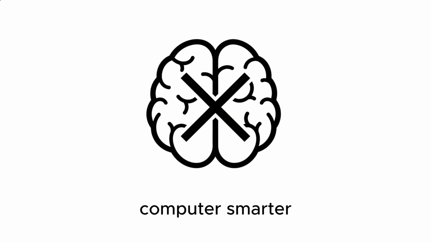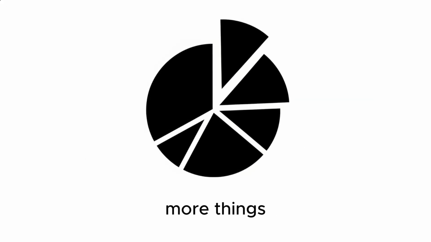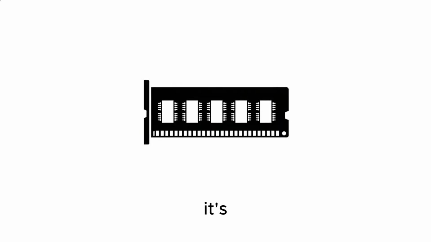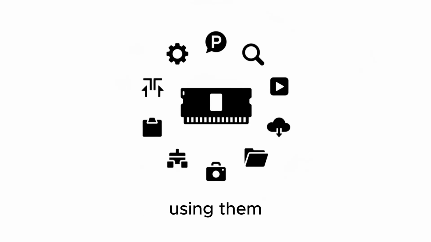RAM doesn't make your computer smarter. It gives it space to do more things at the same time without slowing down. Now you know what RAM is. It's the internal space where apps live while you're using them.